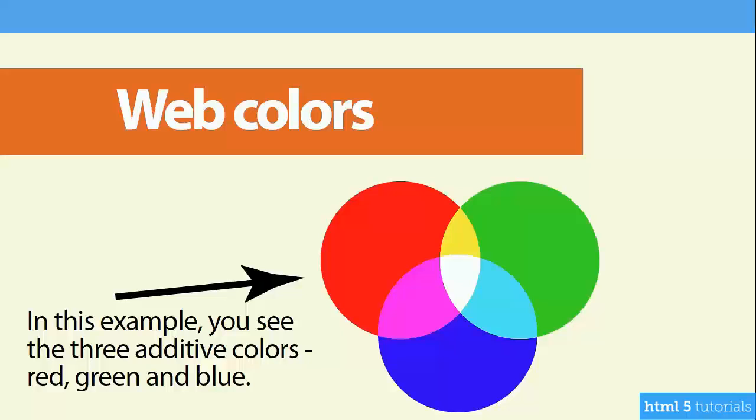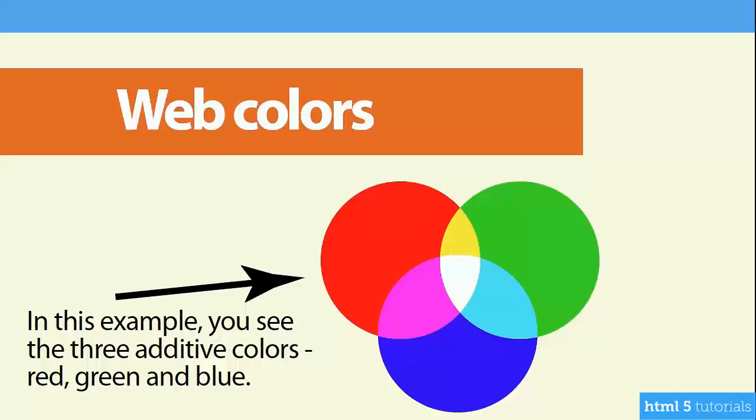So your computer screen, a TV, any color source that emits light is built of little red, green, and blue dots, and this particular color system is called additive. When you add all the colors together, you get white. So that's why it's known as additive.